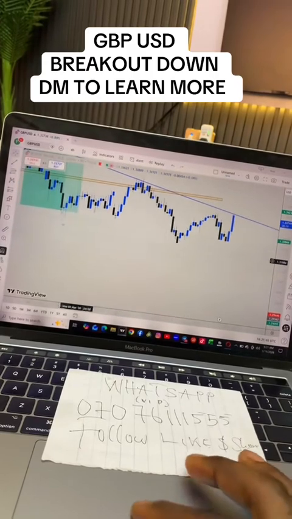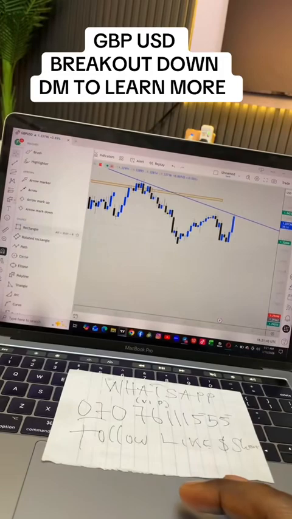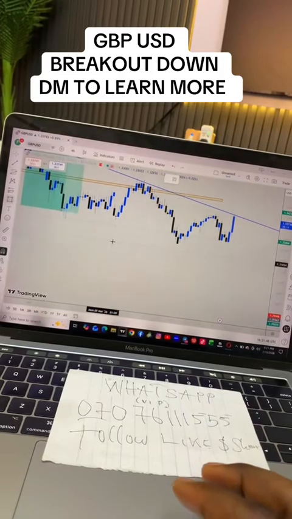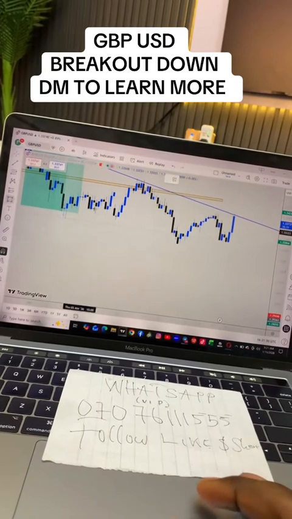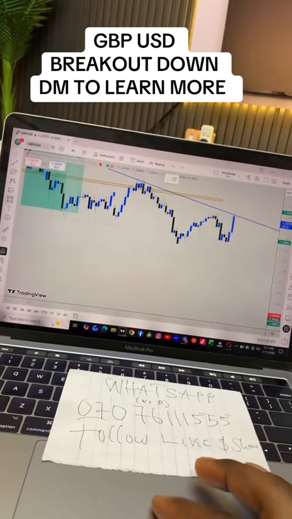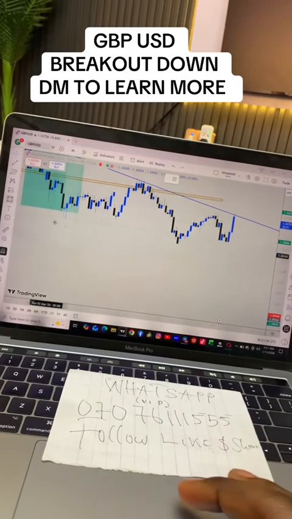So look at what is happening here. This is a continuation entry on GBP USD. How did I get this continuation entry? My continuation entry is always like this. As long as you know where the market is going, let's say the market is going down, you can see that.